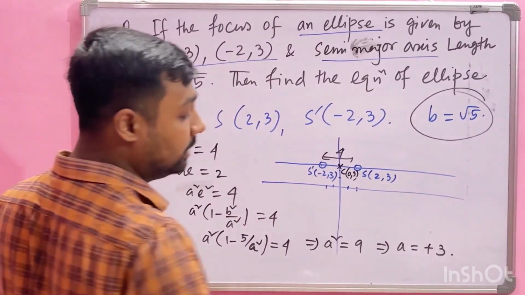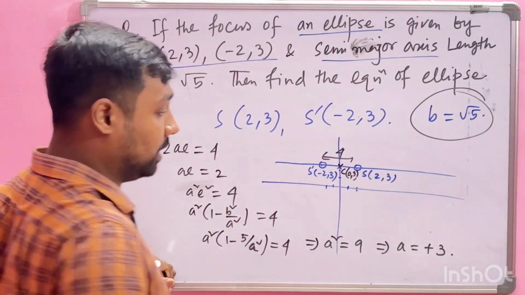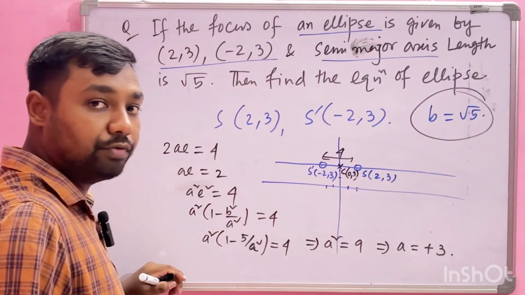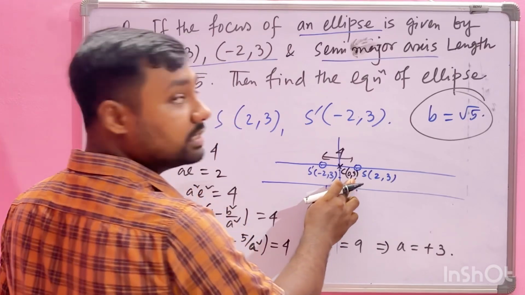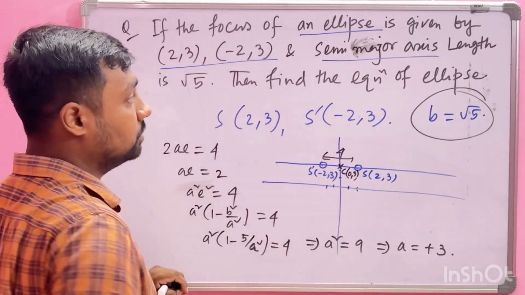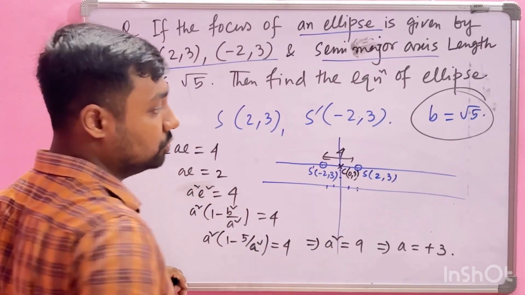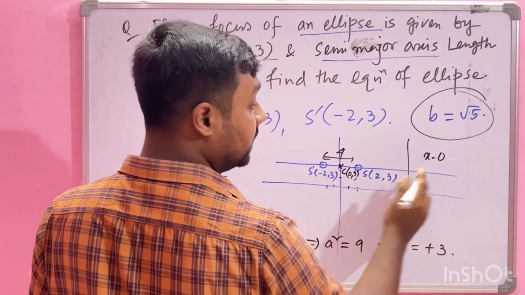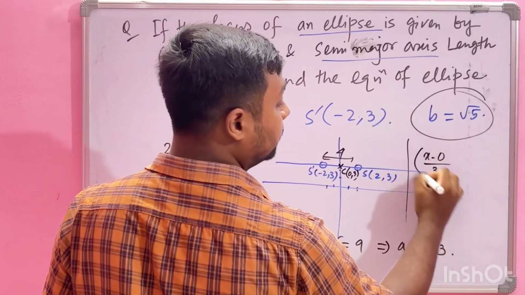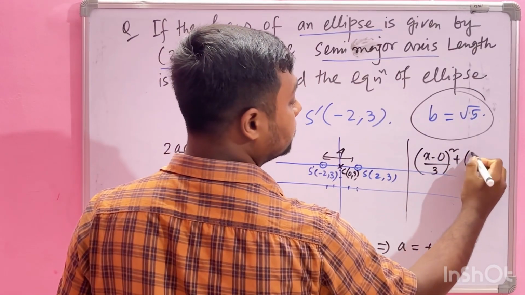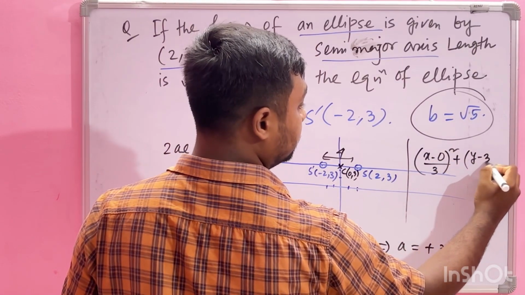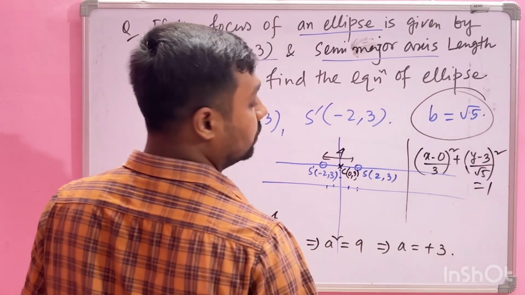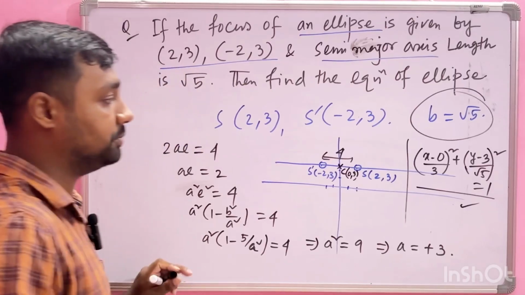Since a cannot be negative, we omit the negative part. So a is 3 and b is √5, and the center is given as the point (0, 3). So the equation of the ellipse is (x minus 0)² divided by 3² plus (y minus 3)² divided by (√5)² equal to 1. So this is the equation of the ellipse.